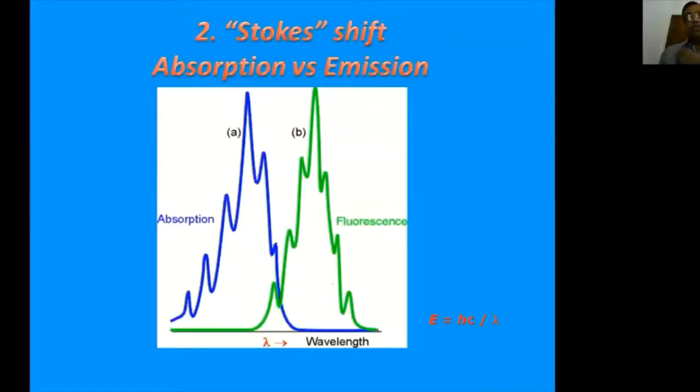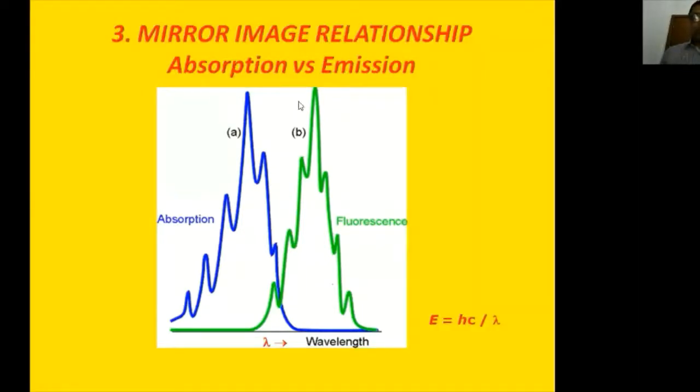Now, there is also the Stokes shift between absorption and emission. The emission is always lower in energy. This was observed by Stokes. So the energy difference between the absorption and the emission is called the Stokes shift, and this is a very important observation. You also have the mirror image. I'm using the same picture again. If you put a mirror here, you always have a mirror image relationship.